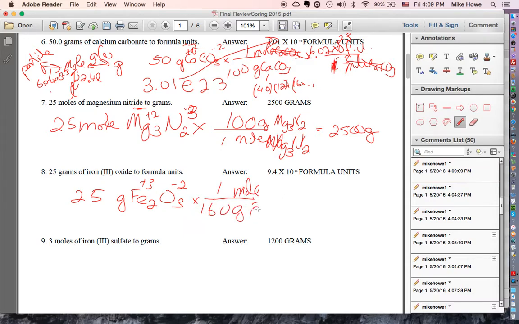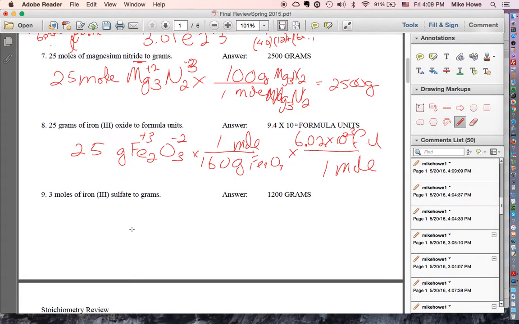Go ahead and put the symbol in. Then moles will go on the bottom. On the top will be formula units, and 6.02 times 10 to the 23rd. Once again, do you type in times 10 on the calculator? No. Use EE.